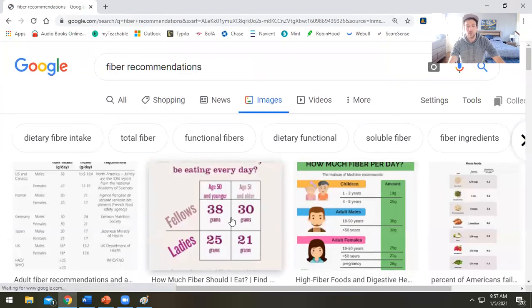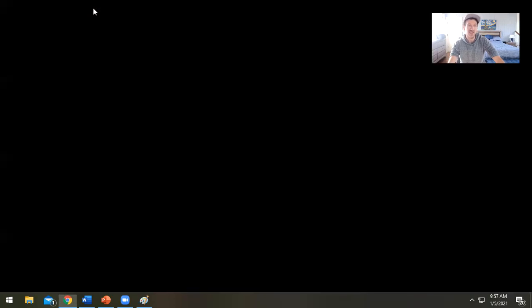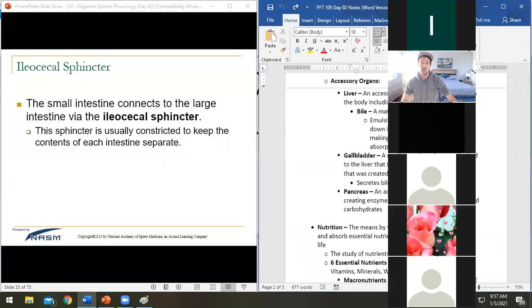And you're going to get fiber from vegetables, which are a really good source. Whole grains are a really good source. Fruits with the skin on are a really good source. Peas, lentils, beans, things like that. Those are all really high fiber sources. So that is one of the things you can do.